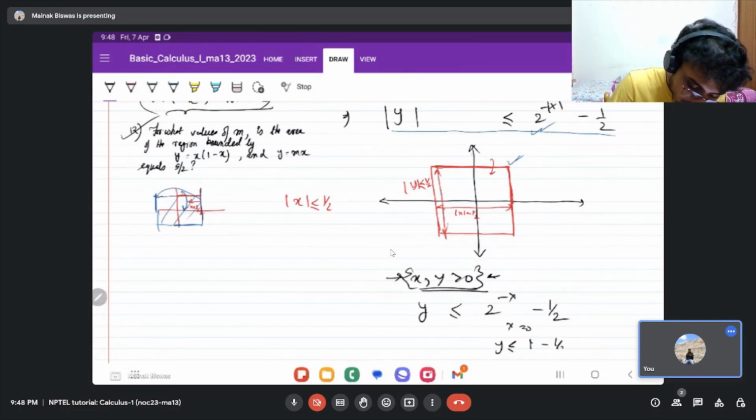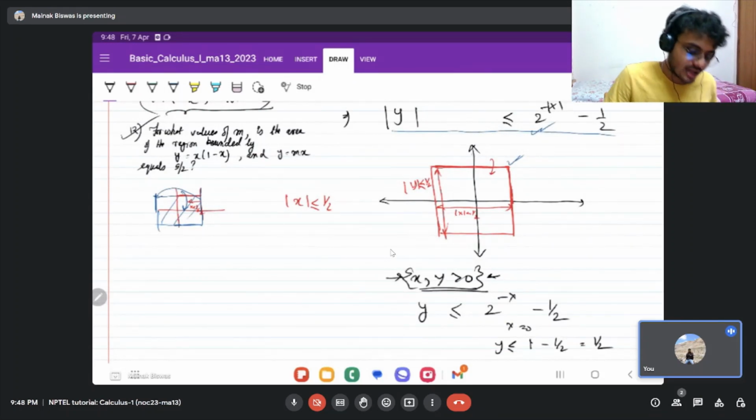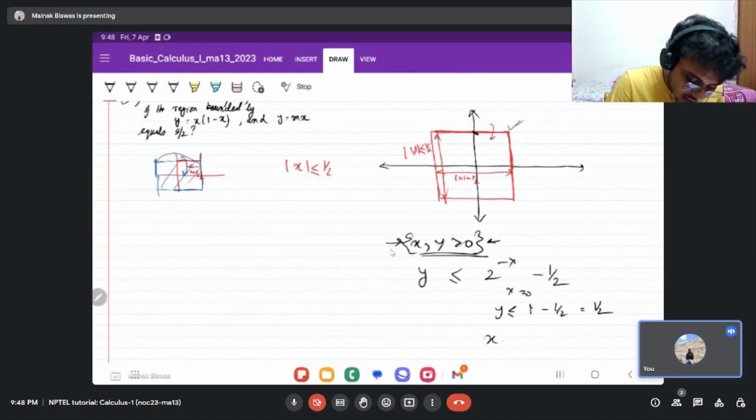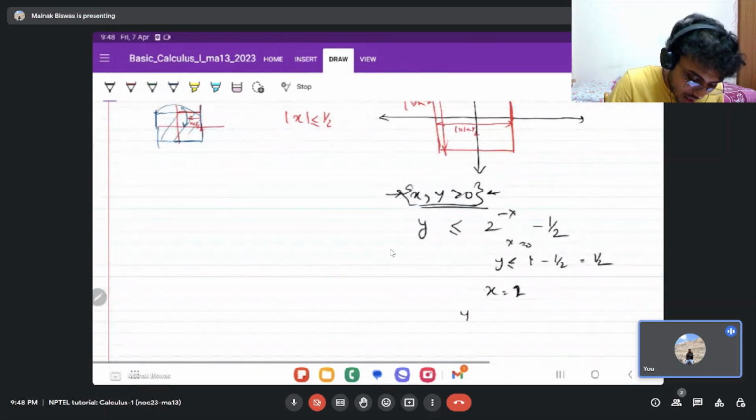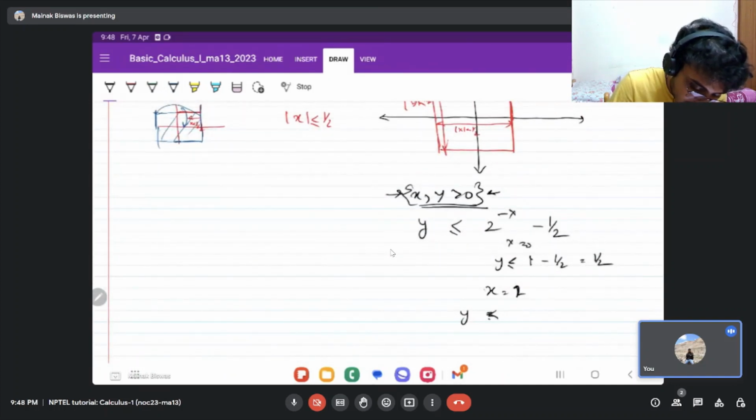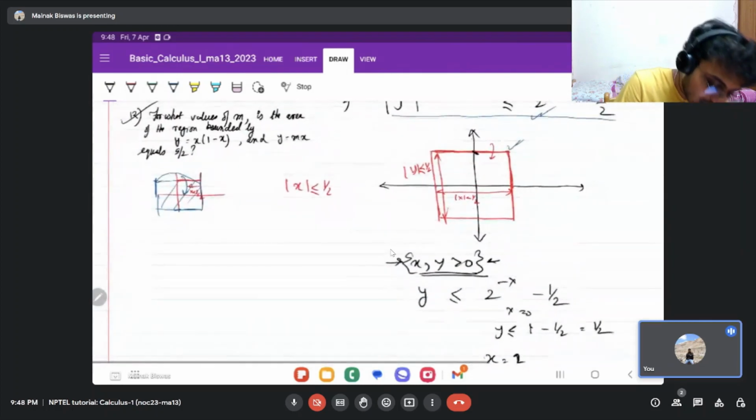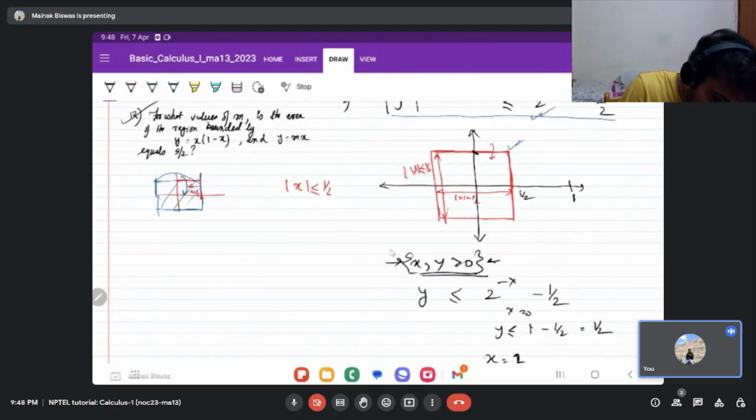1 minus half is equal to half. y is less than half, so it's somewhere here. And at x is equal to 1, y is less than or equal to 2 to the power minus 1 minus half, which is 0. So at 1, this is half, and at 1, this will go to 0.